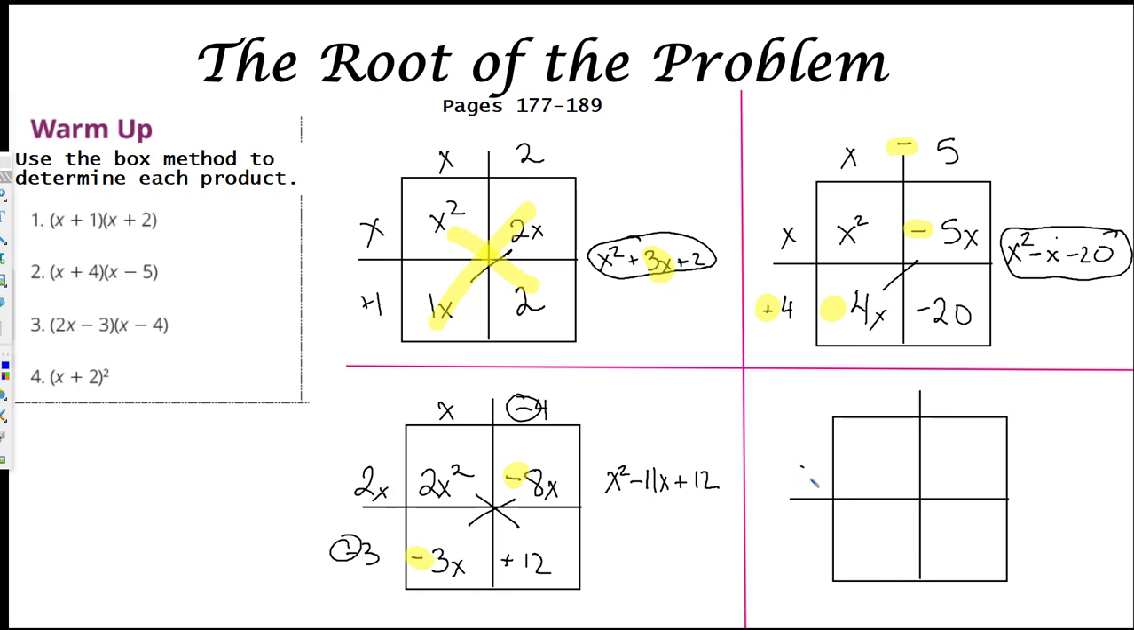So the last one we had x plus 2 squared. So I know what to put on one of them. What do I put on the other one? Same thing. It's squared. So it gives you x squared, 2x, 2x, and 4. So x squared plus 4x plus 4.